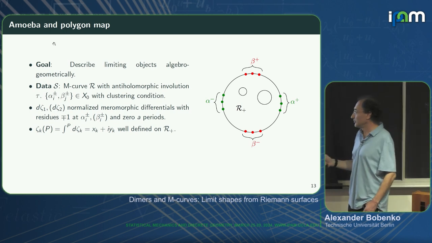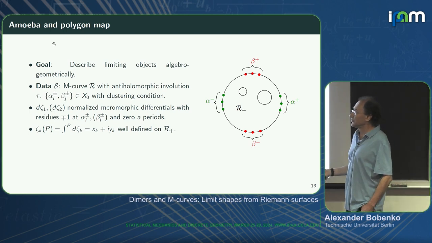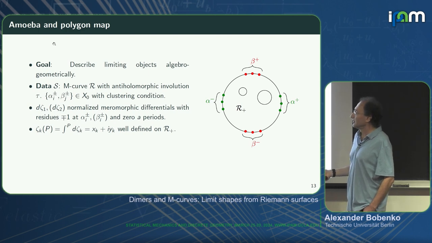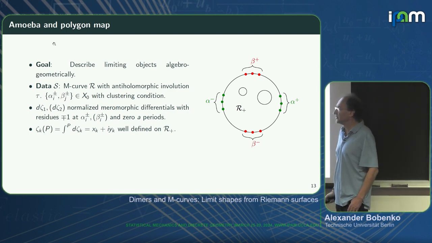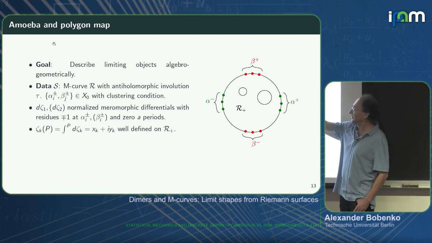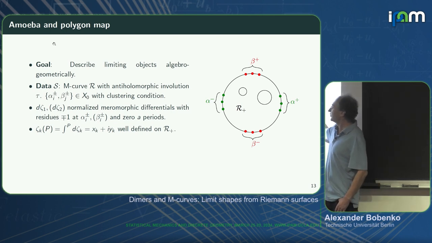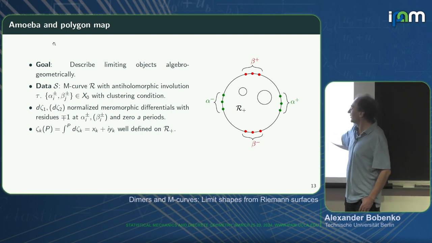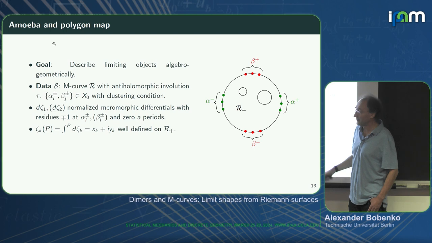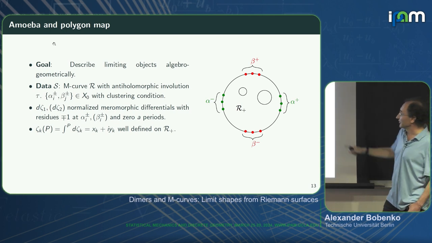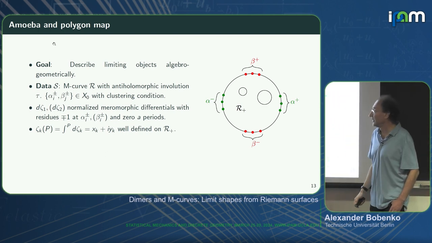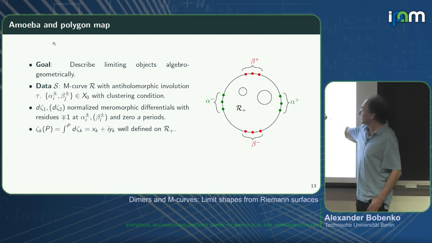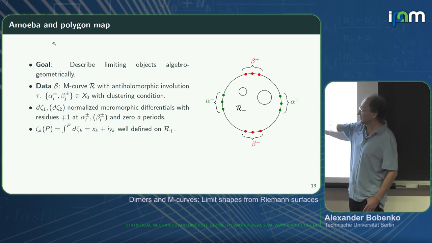So now, an important thing. We construct two differentials, d zeta 1 and d zeta 2. These are normalized meromorphic differentials with residues at these points. This d zeta 1 has residues at these points, plus and minus 1. D zeta 2 has residues at these points, and all zero A periods. A periods are periods over these circles. Now, you see, we consider everything on R plus and integrate these differentials. They are unique and they exist.